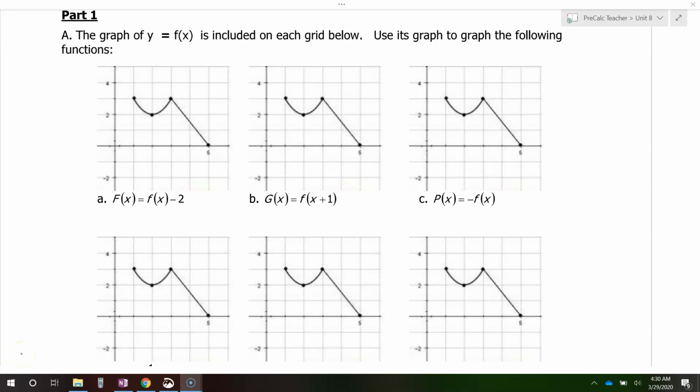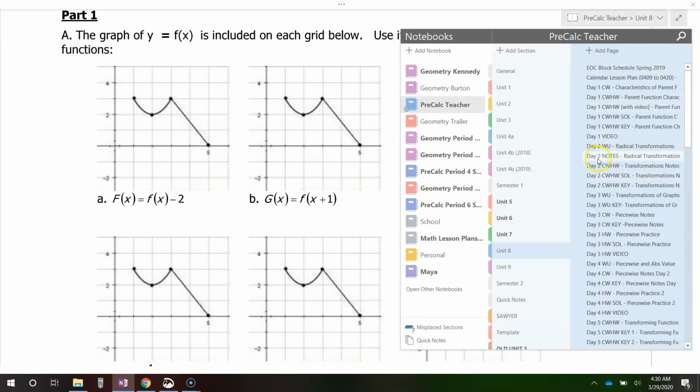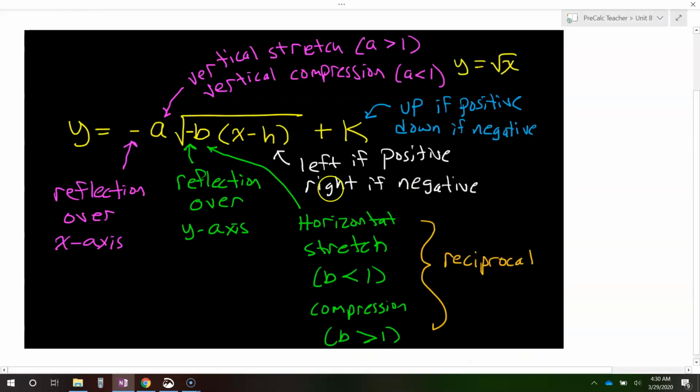In this video, I will show you how various transformations affect the graph of a function. Before we get started, let's use these notes to remind ourselves what the basic transformations are. Now, I'm using a square root function, but the same idea works for any function.